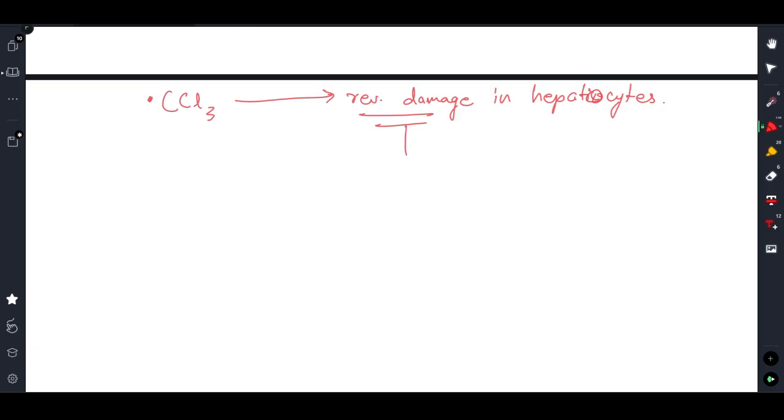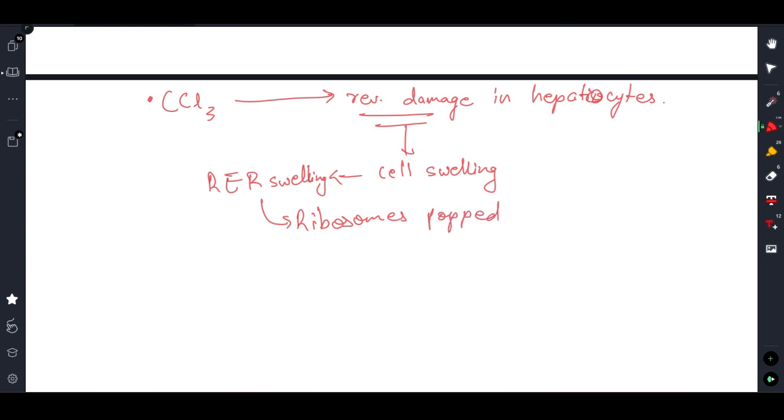Now we know that the hallmark of reversible damage was cell swelling, right? Also what we saw is swelling in the RER, due to which the ribosomes popped off. This was discussed in the cell injury lecture, right? And as the ribosomes pop off, you will see that protein synthesis is reduced, right? So protein synthesis is reduced due to the formation of this carbon trichloride radical.